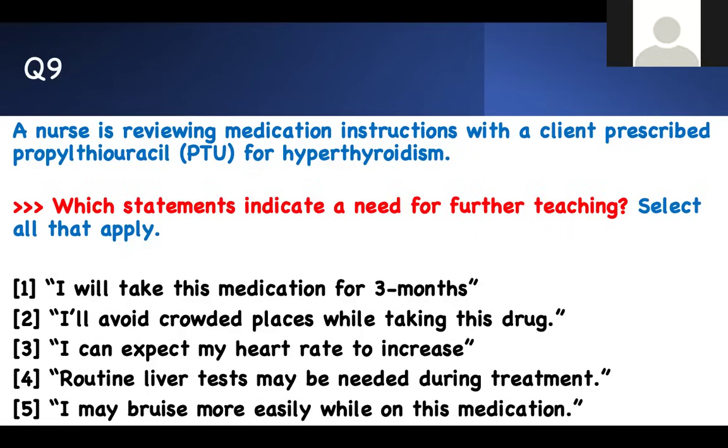I will take this medication for 3 months. No, you take it continuously. I will avoid crowded places while taking this drug. Yes, because you're going to have agranulocytosis. I can expect my heart rate to increase. It puts the thyroid hormone down, therefore the thyroid hormone will slow down your heart. That's not true. Routine liver tests may be needed during treatment because your liver function will be affected. I may bruise more easily while on this medication.